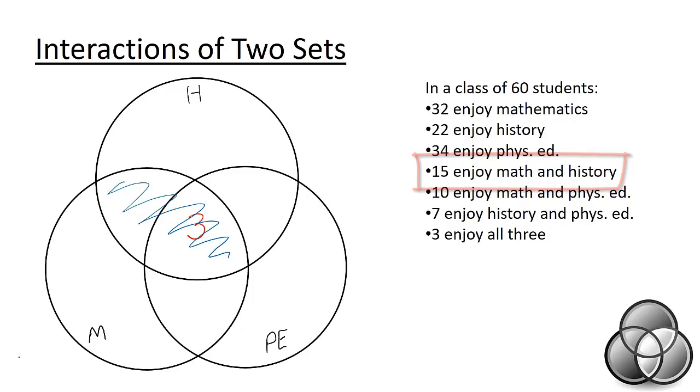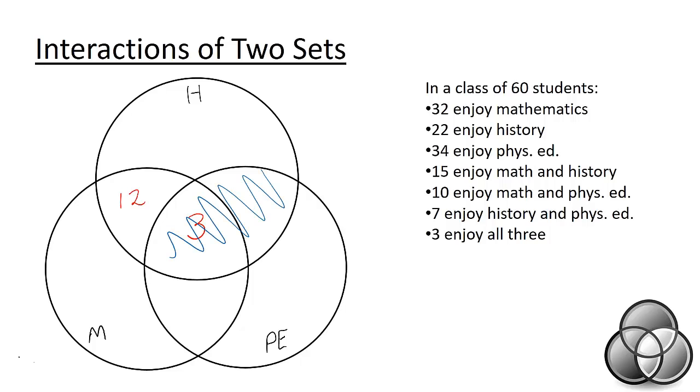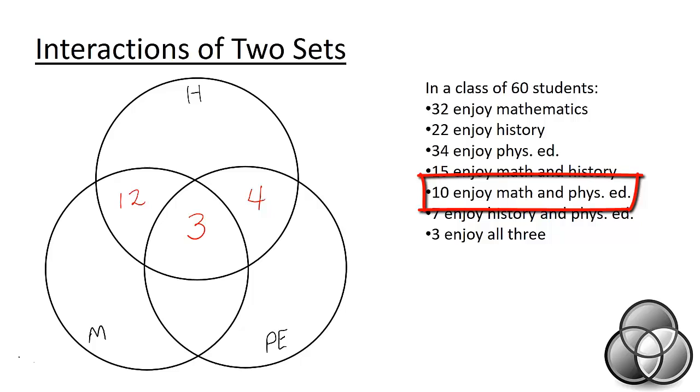So taking 3 away from 15, we see that the number 12 should go in this region here. This region over here is history and phys ed. I know that 7 should be the combined total of these two regions. So taking 3 away from 7, I know that 4 should go in this missing region. And finally, math and phys ed should be equal to 10, but there's 3 in here already, so this region down here should be 7.